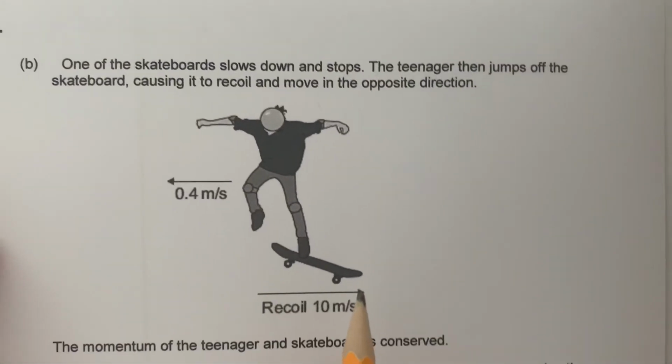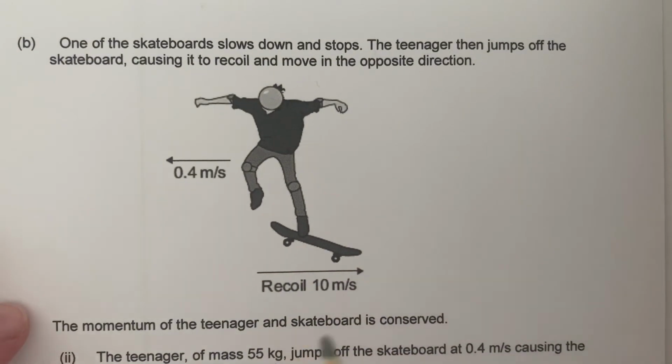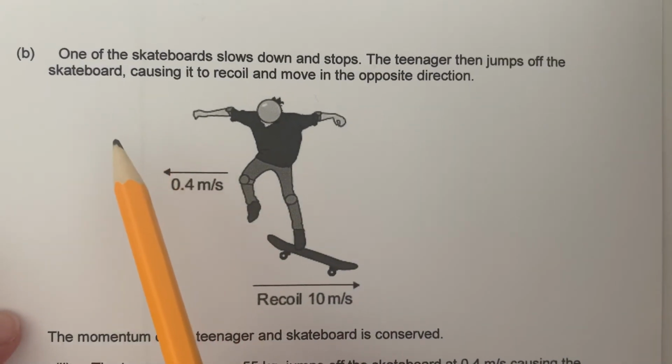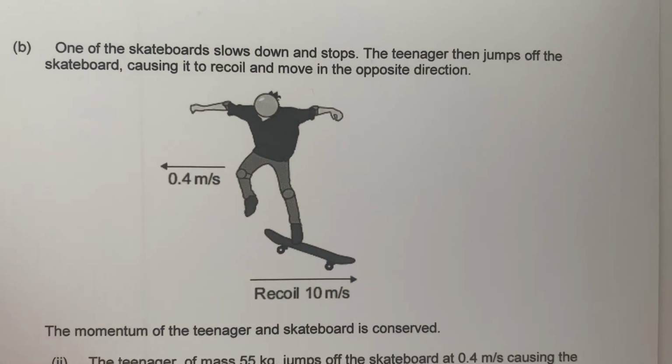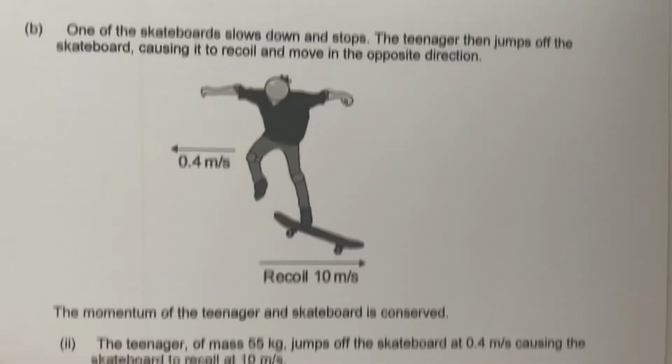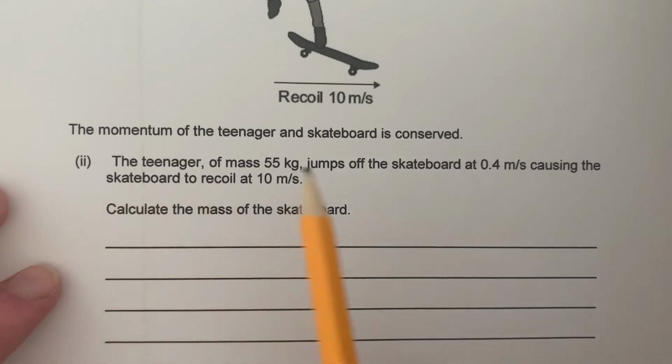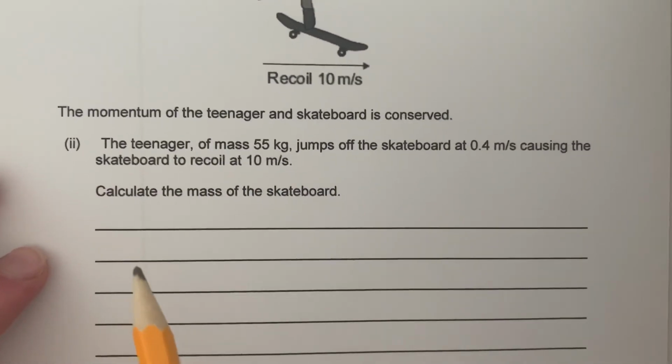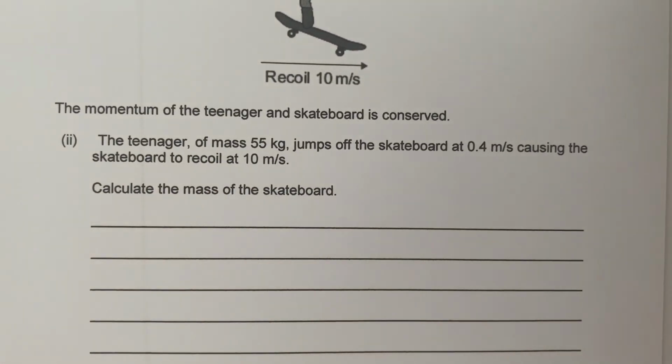Last one then, again, the skateboarder makes a return. So this time one of the skateboards slows down and stops. The teenager then jumps off the skateboard, causing it to recoil and move in the opposite direction. So we've got the skateboarder going this way, the skateboard going that way. The momentum of the teenager and skateboard is conserved. The teenager of mass 55 kilograms jumps off the skateboard at 0.4 meters per second, causing the skateboard to recoil at 10 meters a second. Calculate the mass of the skateboard.